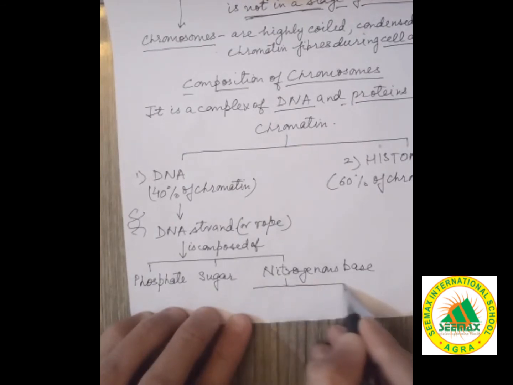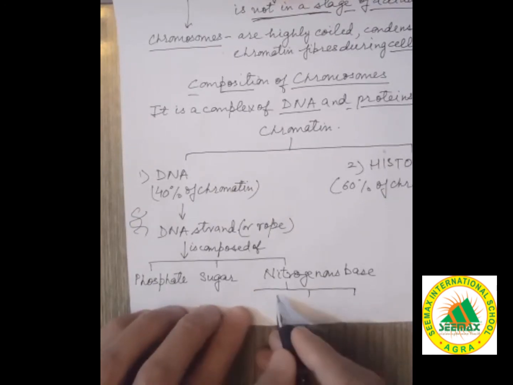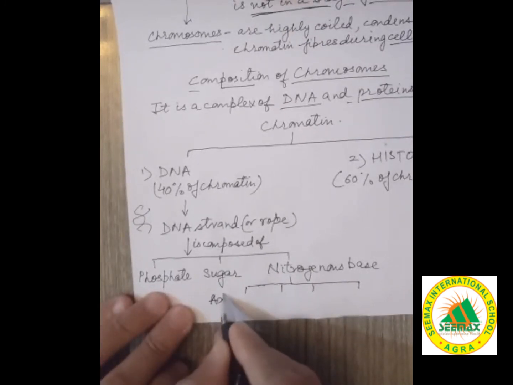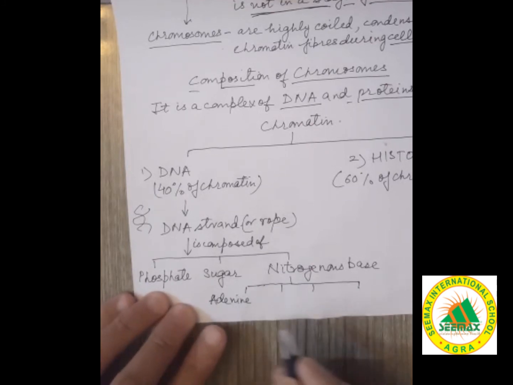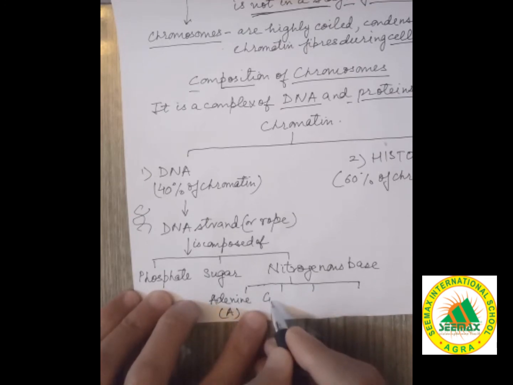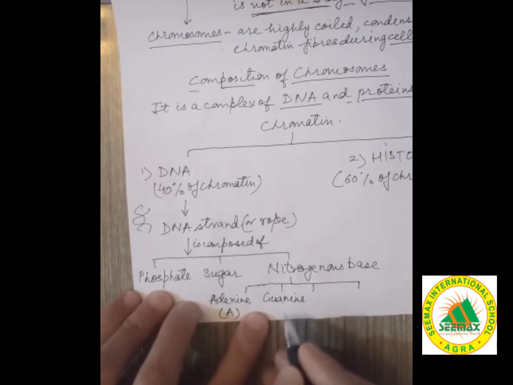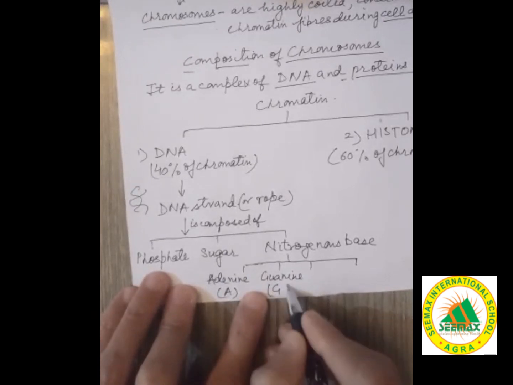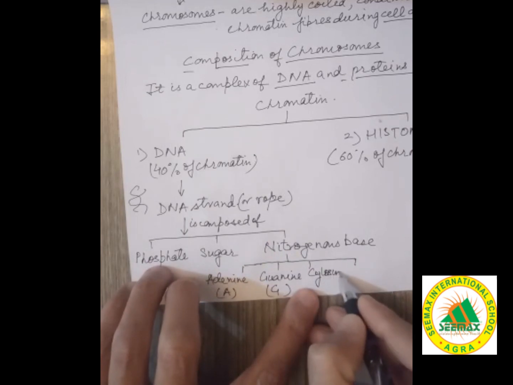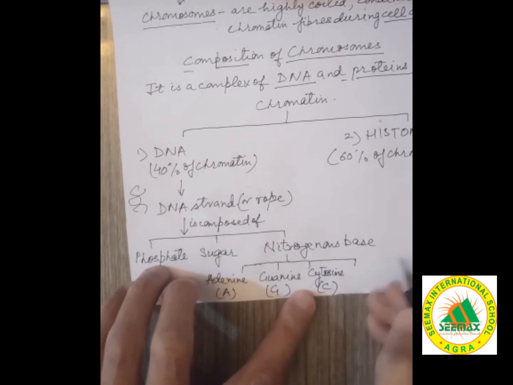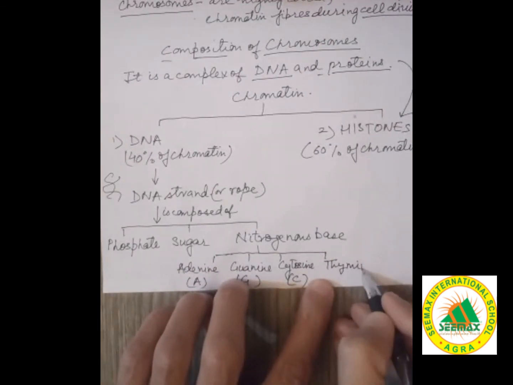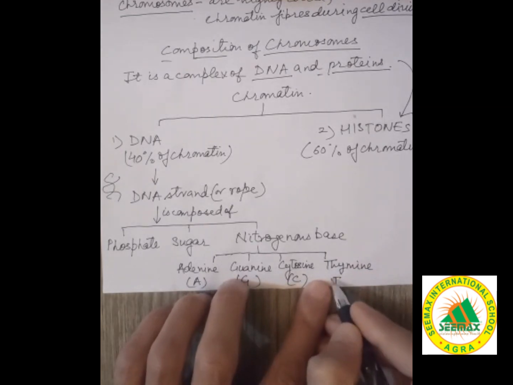These nitrogenous bases are of four types. First one is called adenine, represented by A. Second one is guanine, we can represent it by G. Third one is cytosine, that is C. And the last one is thymine, that is represented by T.